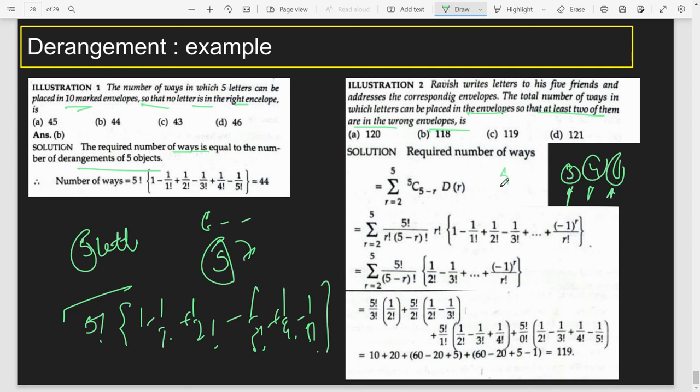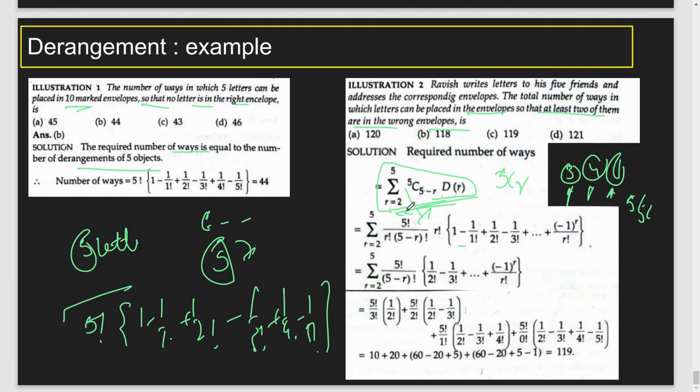So it is just 5Cr, but obviously it will be 5C(5 minus r) times Dr, and we want to do it for r equal to 2, 3, 4, 5. We need to apply the summation, solve the same part, and don't worry about the calculation. If you know how the formula works, it's done. If you put r equal to 2, it will be 5C3 D2, meaning two letters are at the wrong address. If you do r equal to 3, it means 5C2 D3, meaning three letters are at the wrong address, then D4, then D5, and so on.